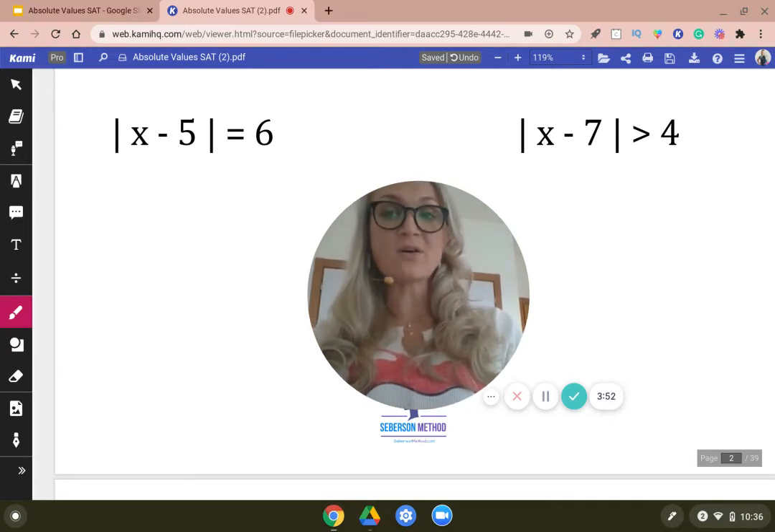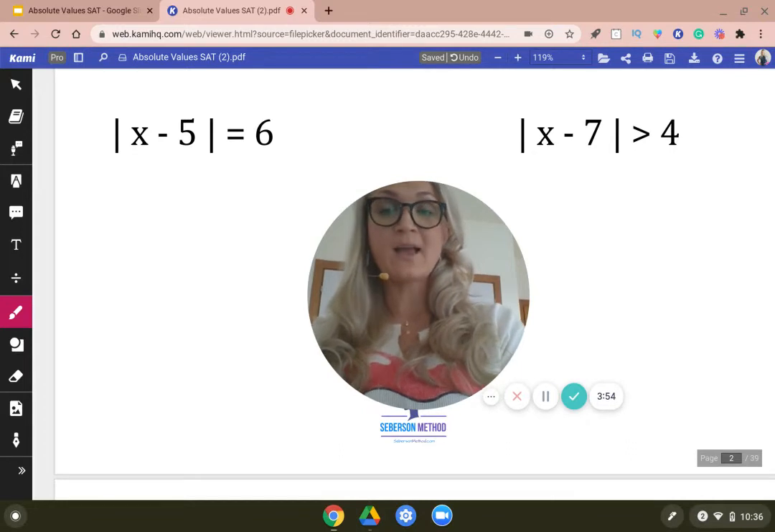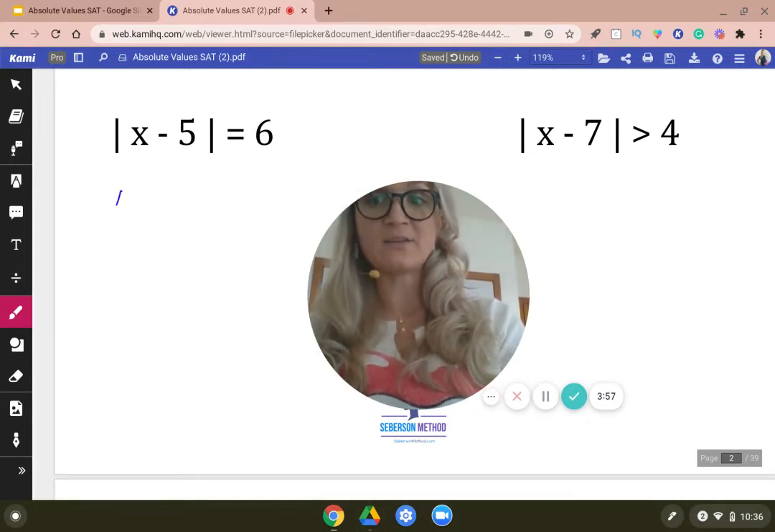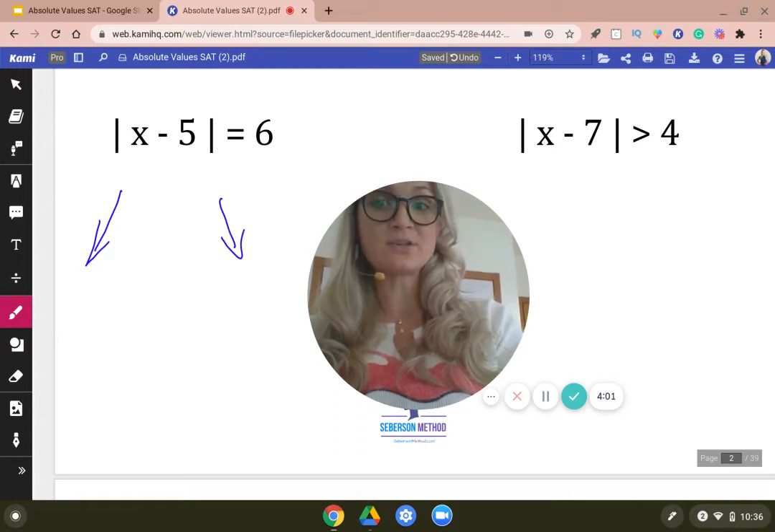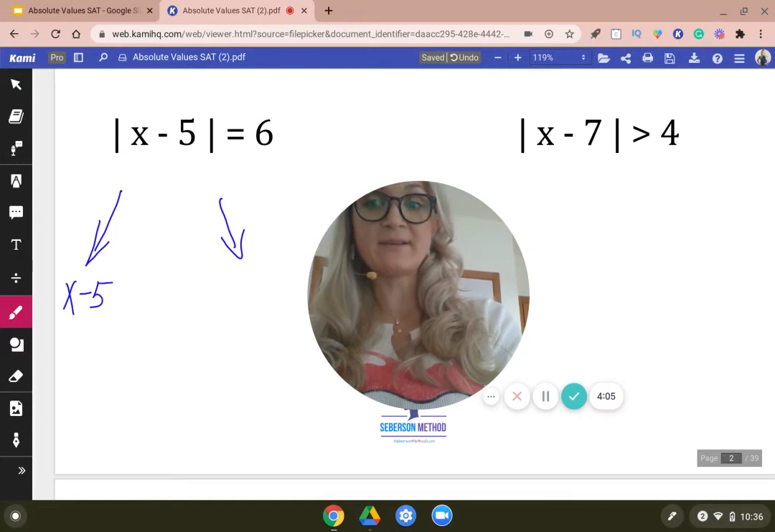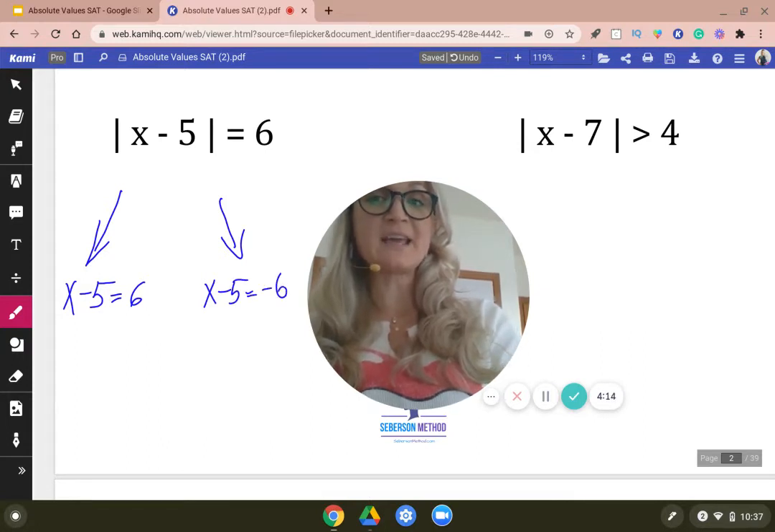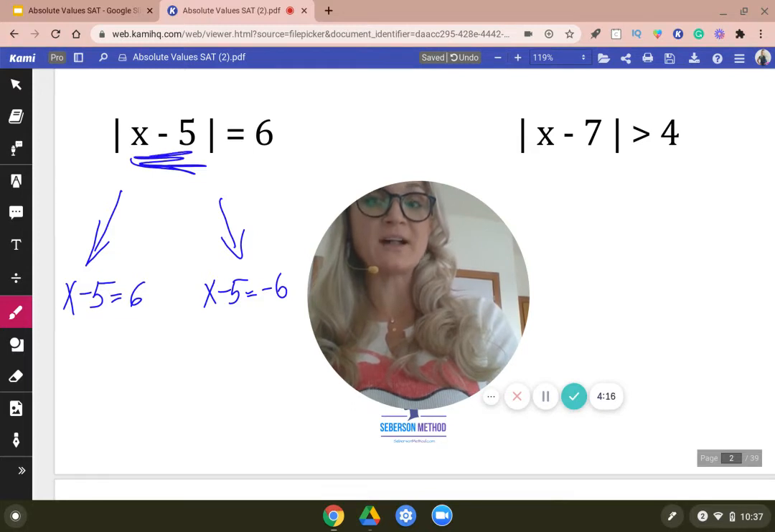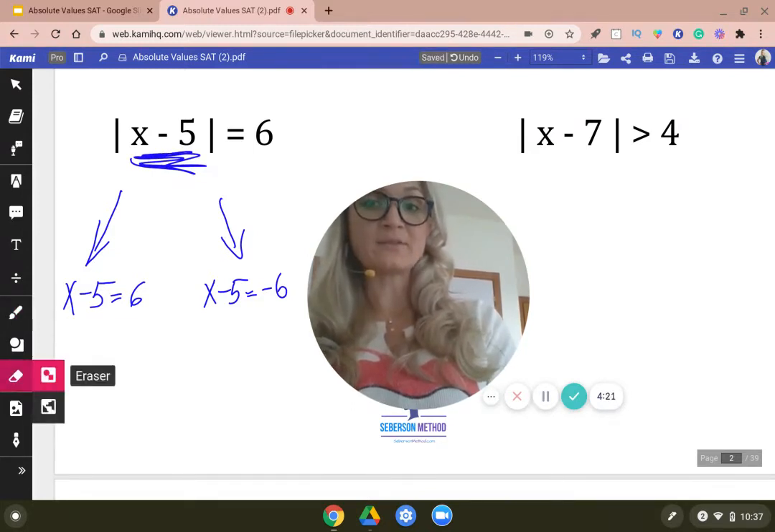And to solve an absolute value equation, I suggest that you just drop the walls and rewrite two equations instead of one. You just write x minus 5 is equal to 6. And the second equation is going to be x minus 5 is equal to negative 6. You see, we're keeping the insides of the absolute value intact. We're just changing the side on the right. We're making it 6 and negative 6.